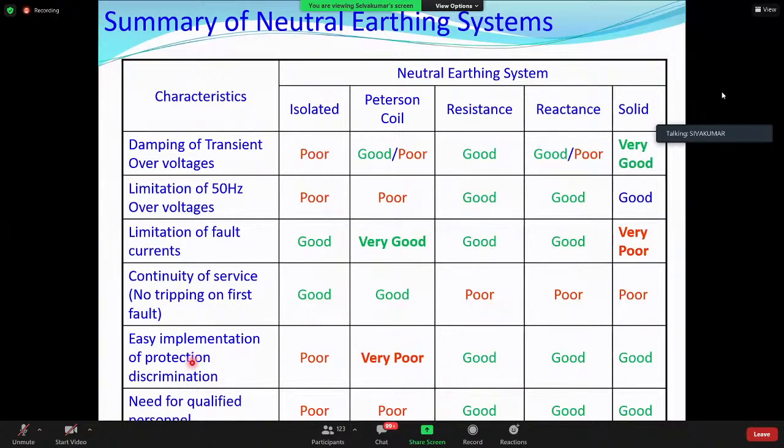Need for qualified personnel. In isolated earthing and Peterson coil, you have to perfectly match the inductance and capacitance. You need qualified personnel, so in that aspect the system requirement is poor. Whereas in resistance, reactance, and solid grounding, even in the event of a fault, the SCPD will trip. There is no need for adjusting anything depending upon the switching on and off of cables. The reactances need not be matched. So there is no need for any qualified personnel. The coordinated system will take care of itself properly.